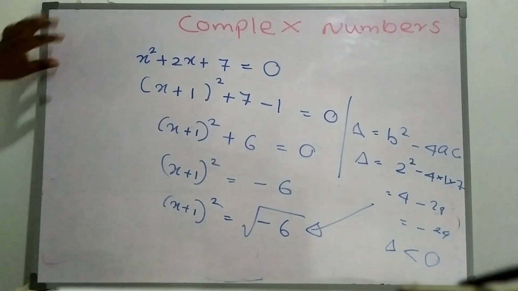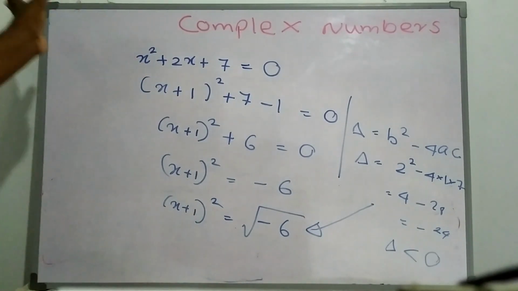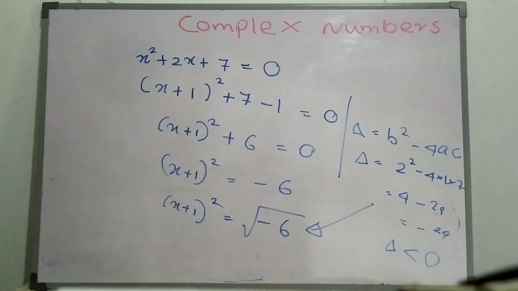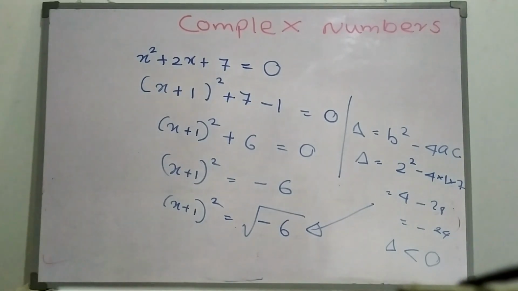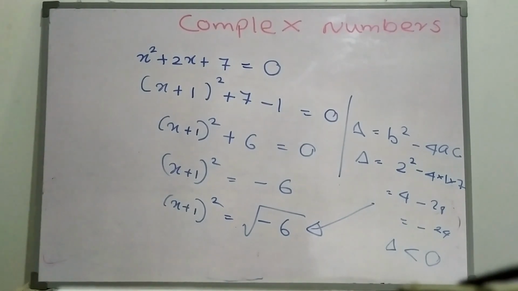That is the main important thing about complex numbers. All quadratic equations should have roots. We can't say that a quadratic equation doesn't have roots or something like that. Always a quadratic equation should have 2 roots. In this example, all roots are non-real. Non-real means the roots are complex.